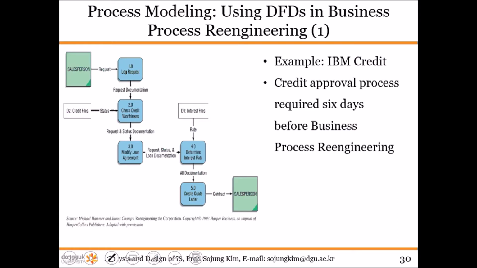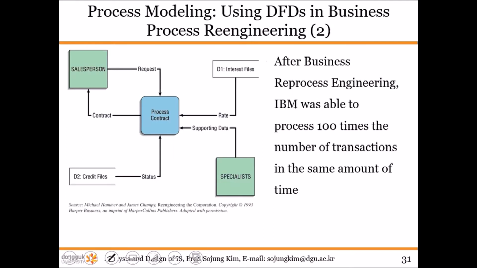Here is an example of the IBM credit. The credit approval process actually had 6 days before business process re-engineering, and we have two external entities, the data sources and data store, and then we have 5 processes. After business process re-engineering, IBM was able to process 100 times the number of transactions in the same amount of time. So they developed this diagram, okay?